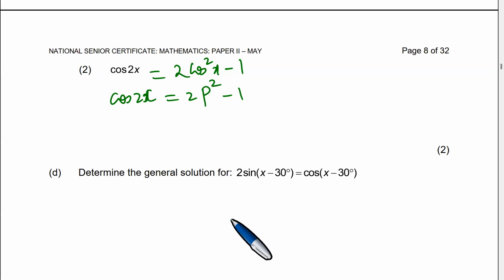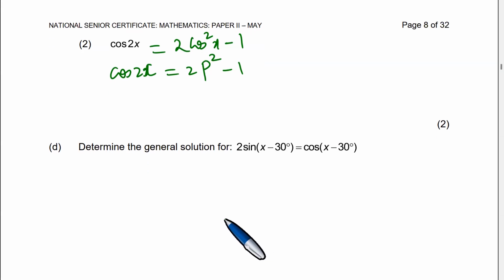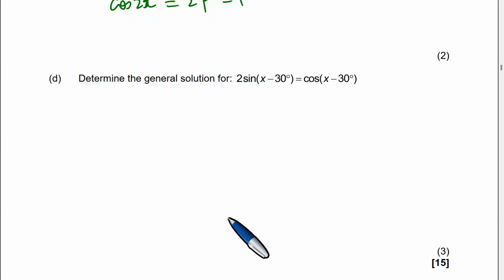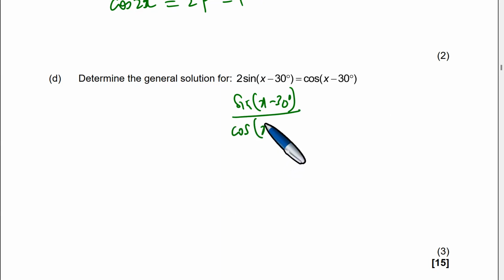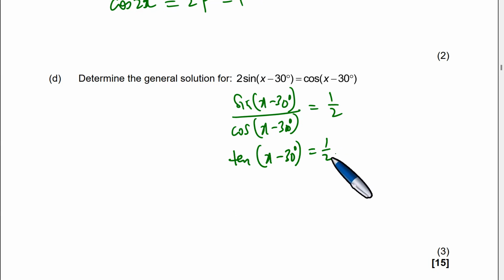Determine the general solution for this. Right, what is the general solution for this? Okay, there are many ways to do this one, but we're going to use the easiest one, which is just to divide both sides by the cosine of x minus 30 degrees. So tan of x minus 30 degrees equals 1 over 2.